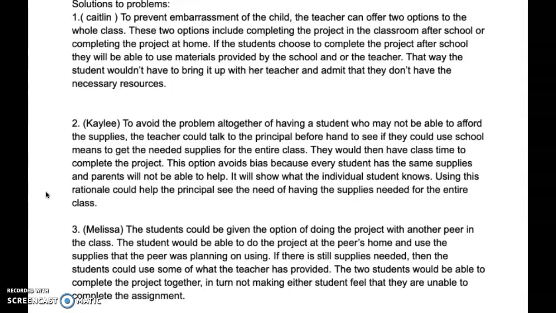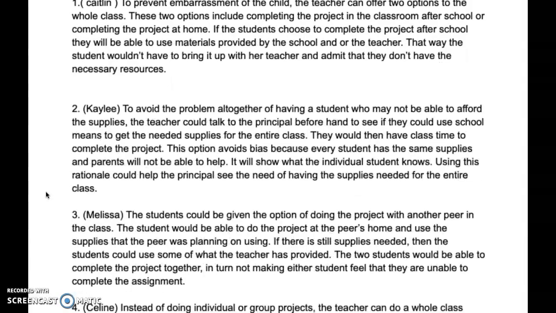If the students choose to complete the project after school, they will be able to use materials provided by the school and/or the teacher. That way the student wouldn't have to bring it up with her teacher and admit that they don't have the necessary resources.